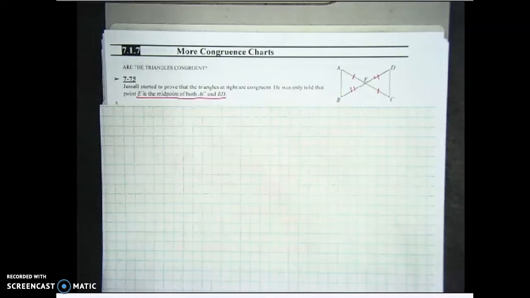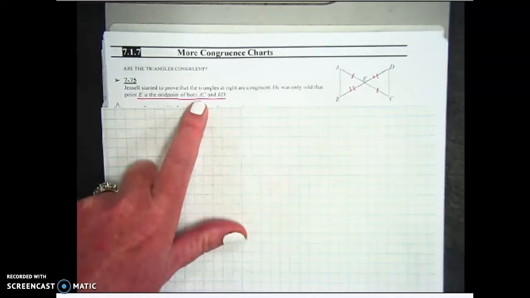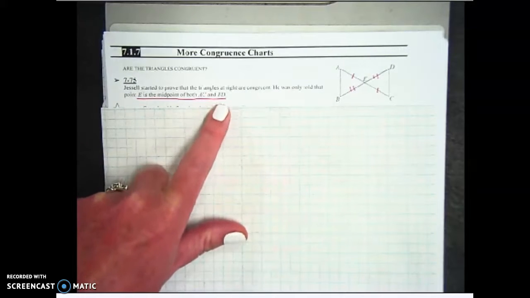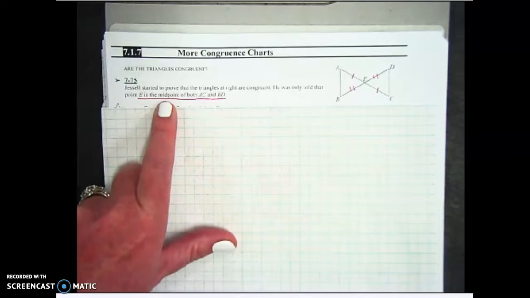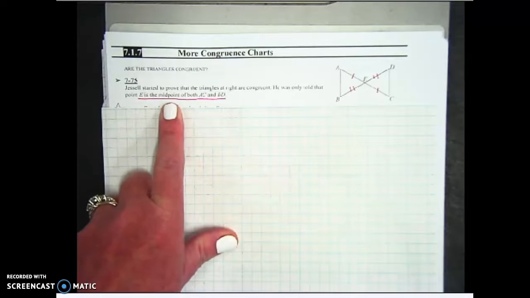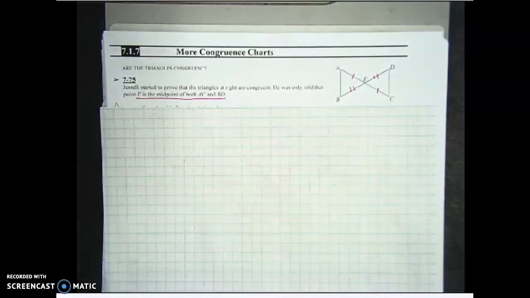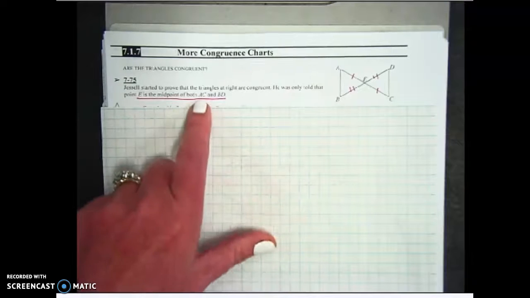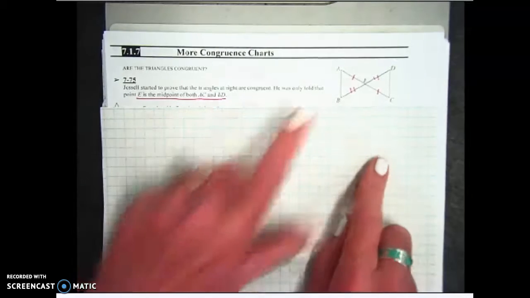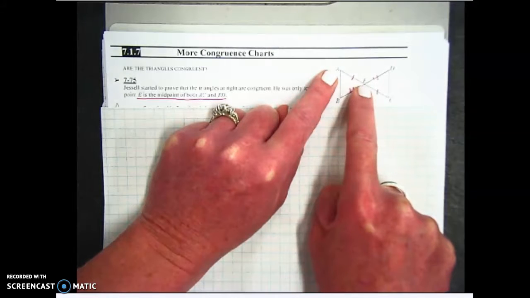He was only told that point E is the midpoint of both AC and BD. Okay, so this word midpoint is two words put together, and it's kind of obvious what they are. Mid stands for middle, and point stands for point. So it's the point that's in the middle of the line segment. So the first line segment is AC. So from A over here to C over here, E is in the middle.